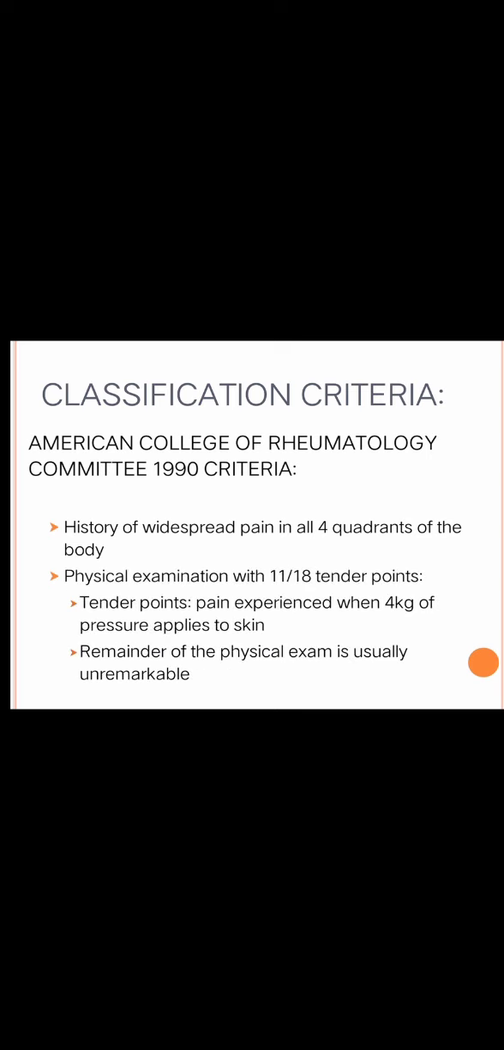The ACR criteria for fibromyalgia include a history of widespread pain in all four quadrants of the body and the axial skeleton, and a physical examination with 11 out of 18 tender points. A tender point is defined as pain experienced when 4 kg of pressure is applied to the skin, or enough pressure to blanch the examiner's nail. The remainder of the physical exam in fibromyalgia is usually unremarkable.